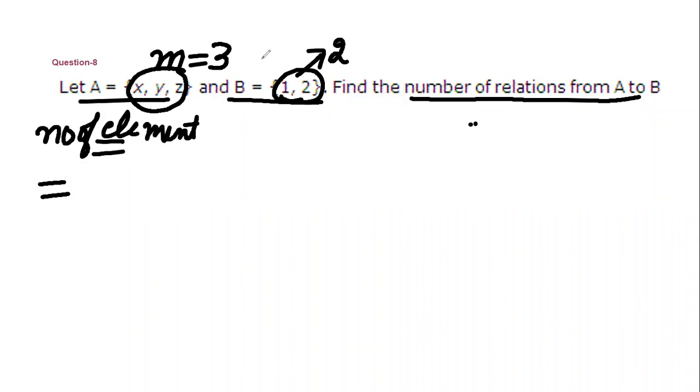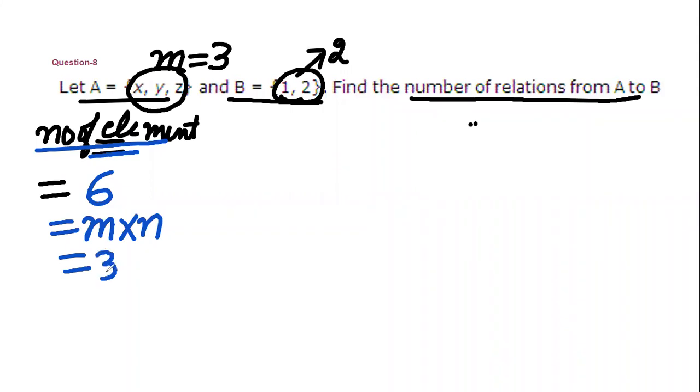Clear? This question comes in competitive exams. It is a small question but it will definitely come. How? If the question is number of elements, as Mayur answered, that is 6. Why? Because the number of elements in the relation is equal to m into n. m is 3 here and n is 2. 3 times 2 will be 6.